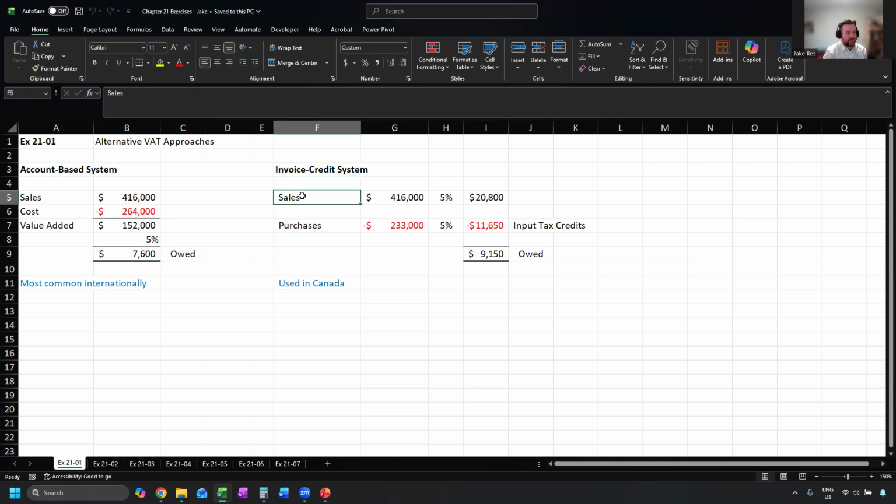Under the Canadian system, the total sales is 416,000, 5% being 20,800, but we are including the credits for sales tax paid this year. When we purchased $233,000 of inventory, we paid $11,650 of sales tax on those purchases. So those amounts paid is our input tax credit, 20,800 minus 11,650 means the net sales tax we owe is $9,150. So Darwin will pay this amount of dollars to the government.